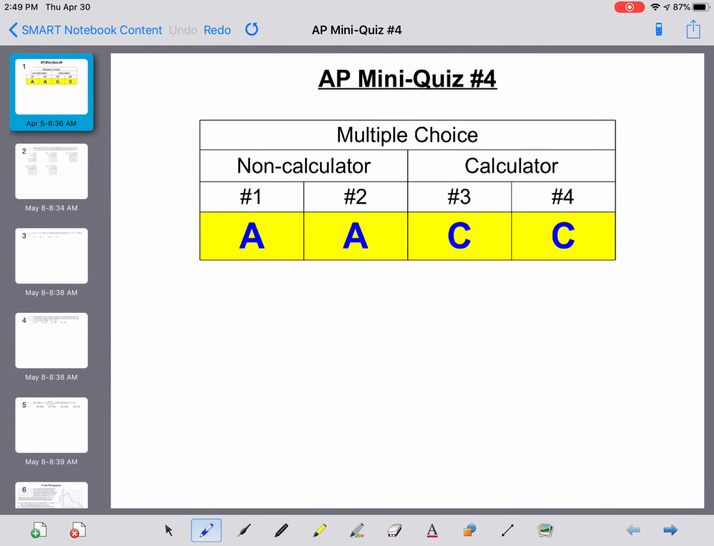Okay, guys, let's walk through mini quiz number 4. Answers to the 4 multiple choice questions are right here, A, C, and C. Let's walk through there and see how we did on each one of them.